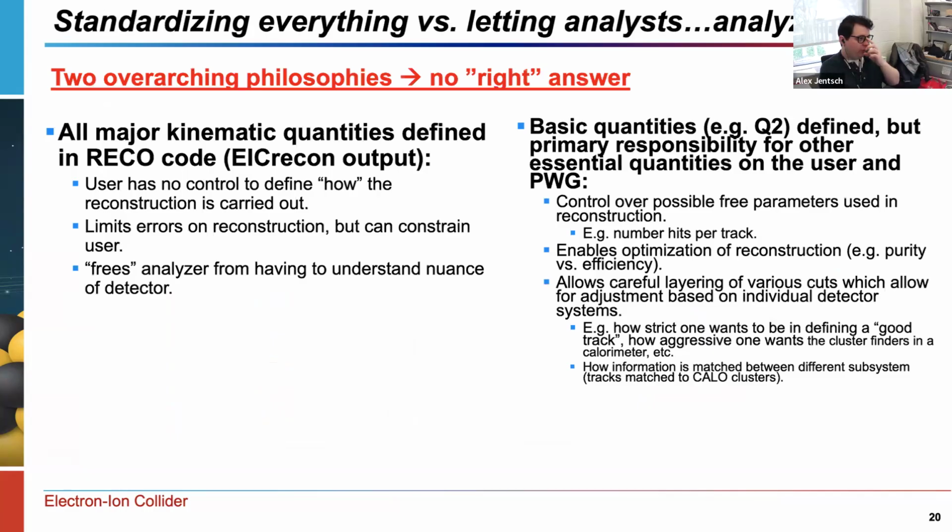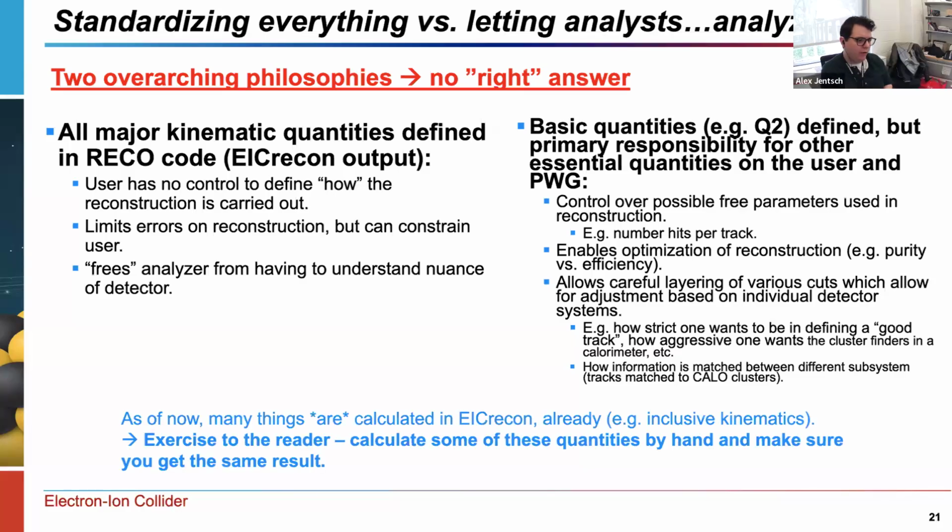So one of the discussions that we've had, and we don't really have a final answer to all of it yet, is whether or not we standardize everything or have the analysts do all of the reconstruction of components. So the major kinematic quantities, in some cases, are already in the output from EIC Recon. So aside from branches that are related to detectors, aside from branches that are related to final momentum vectors, we also have branches that are related to the reconstruction of specific quantities. So in one of these cases is the inclusive quantities, the inclusive kinematics.